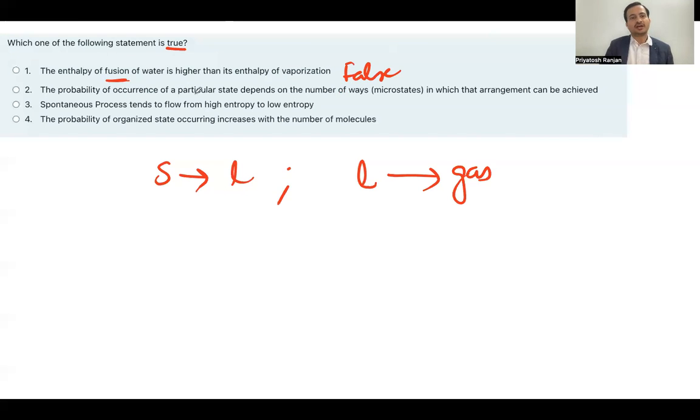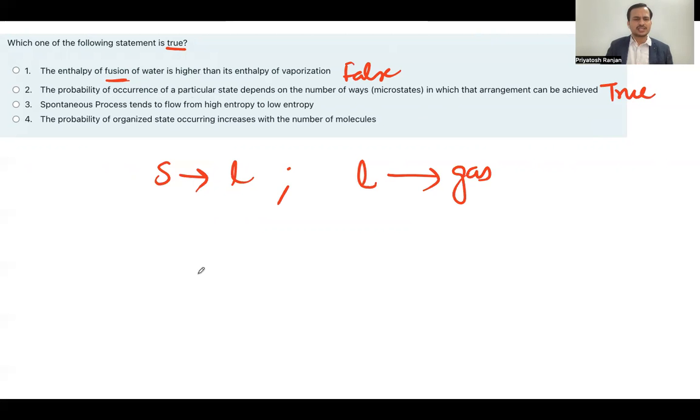The probability of occurrence of a particular state depends upon the number of ways, which are also called microstates, in which that arrangement can be achieved. So what it is said here is that the probability of occurrence of a particular state depends upon the number of microstates in which that arrangement can be achieved. Seems true. I'm going to explain it.